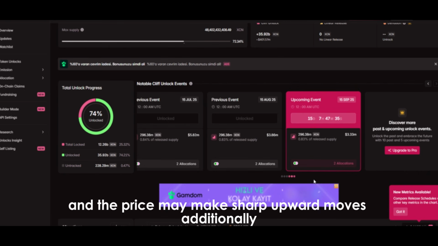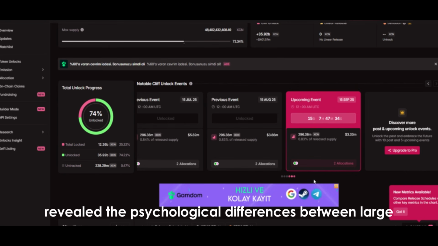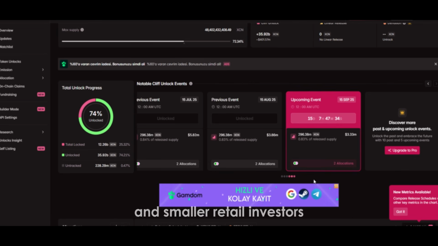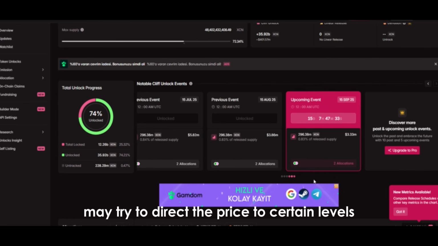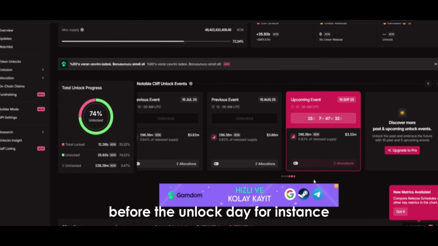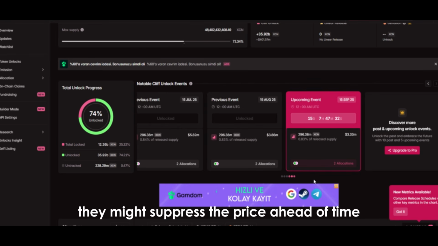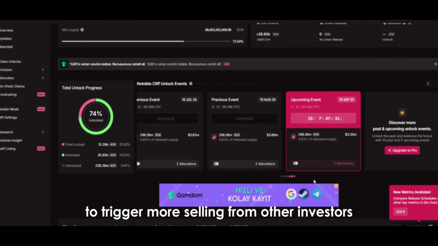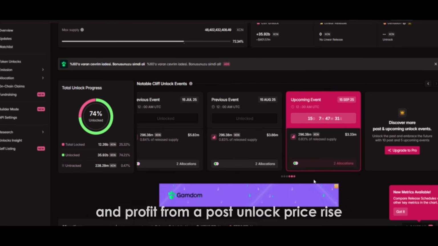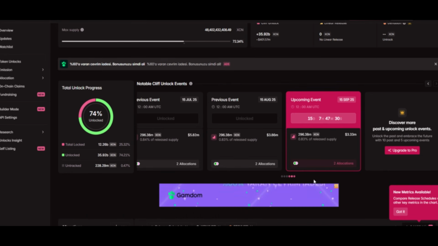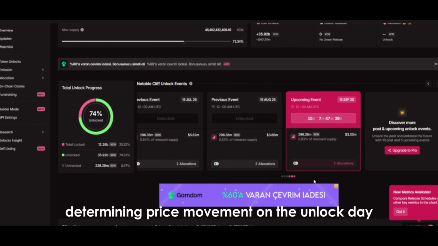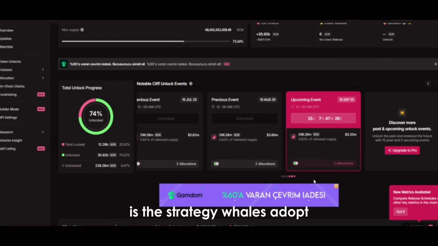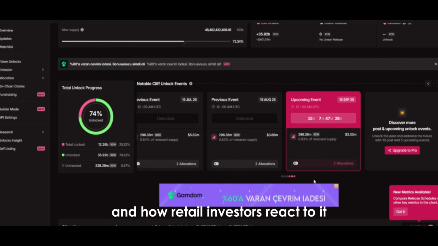Additionally, token unlocks reveal the psychological differences between large whale investors and smaller retail investors. Whales, with their ability to influence the market, may try to direct the price to certain levels before the unlock day. For instance, they might suppress the price ahead of time to trigger more selling from other investors, then accumulate at lower levels and profit from a post-unlock price rise. Retail investors, on the other hand, often act based on panic and tend to avoid uncertainty. Therefore, one of the main factors determining price movement on the unlock day is the strategy whales adopt and how retail investors react to it.